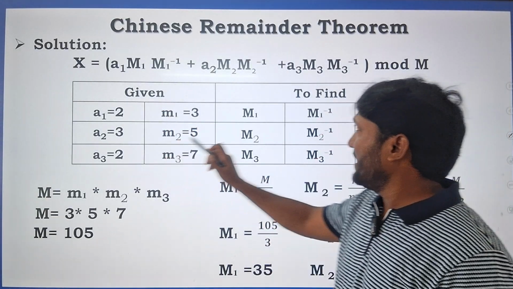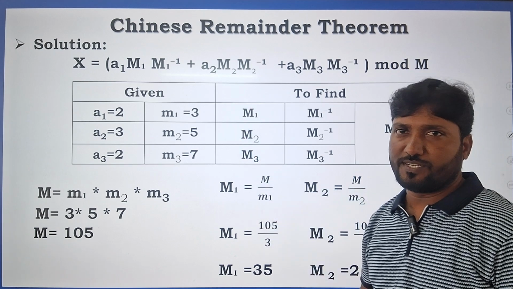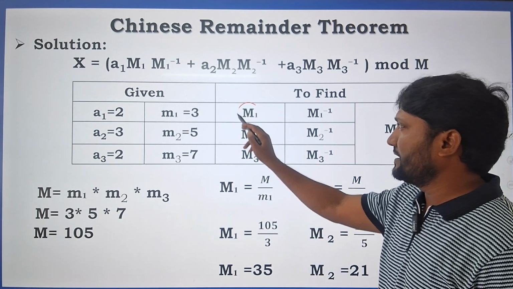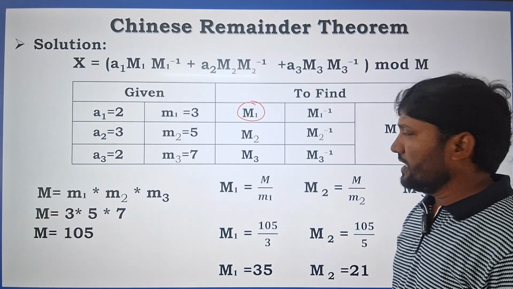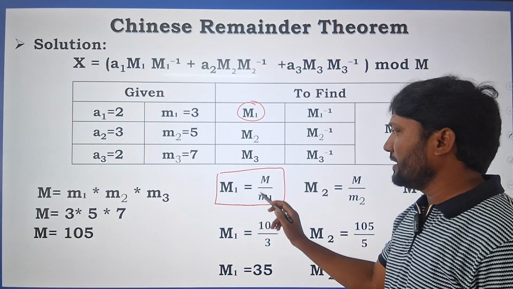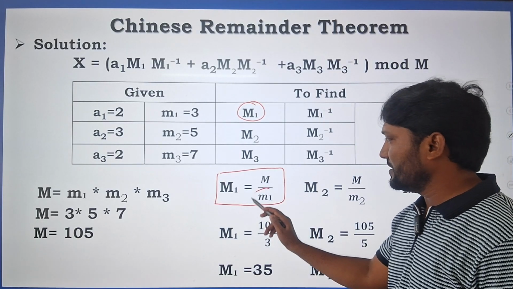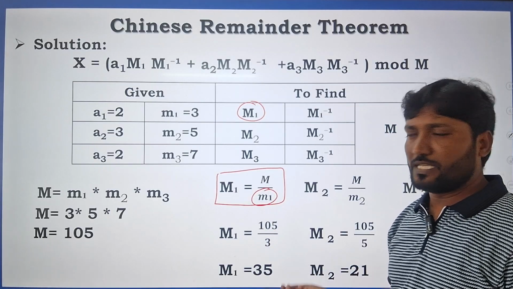So these are the given values and these are the values to find out from the given equation. First of all, let's calculate the M1 value. What is the formula for M1 here? M1 equals capital M by small m1. We know the small m1, but we don't know the capital M.